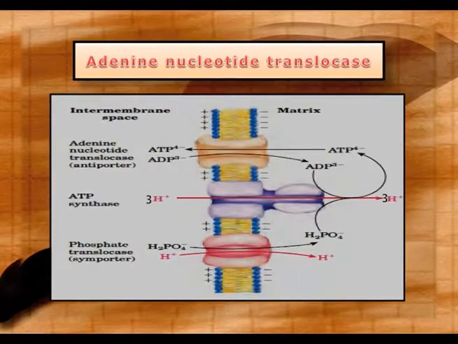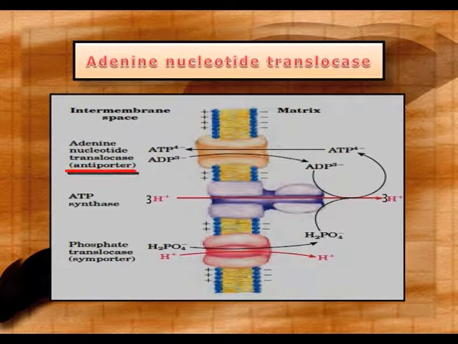So, to synthesize ATP, ADP and Pi must enter into the matrix and the newly formed ATP molecules must exit the matrix. But as we know that the inner mitochondrial membrane is impermeable to most molecules, this work is done by 2 translocase proteins.